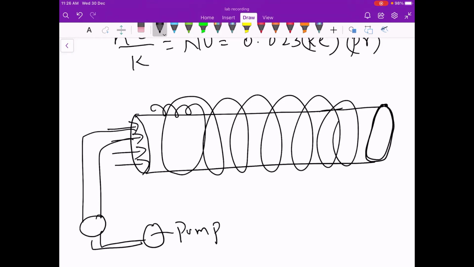So there are thermocouples which are going to measure the temperature of the air. Some thermocouples will be inserted inside the pipe and some thermocouples will be on top of the surface of the pipe. So basically what you will be getting is the average surface temperature and then the average temperature of the fluid. So that is what is required.